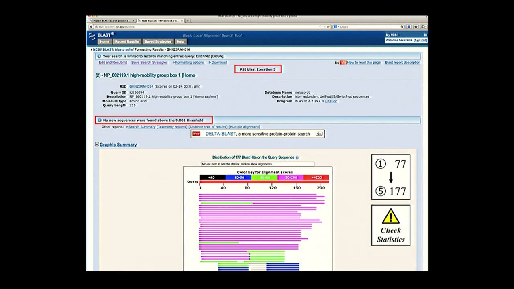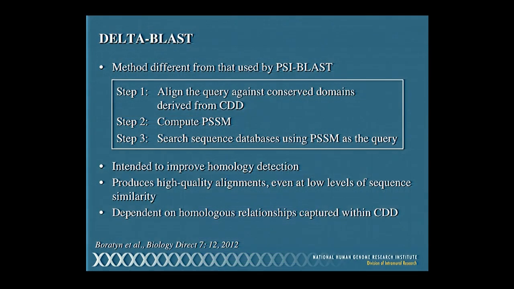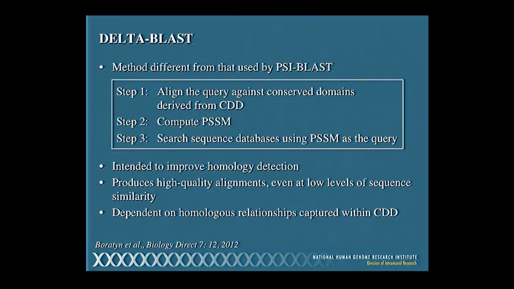There's a newer variant of this, another member of the BLAST family, called Delta BLAST. This method is slightly different from what's used by CyBLAST, but not grossly different, so it's pretty easy to understand. Instead of doing a BLAST-P search in the first round, sequence of interest against, in our example, SwissProt, it's going to take the sequence of interest and search it against all of the entries in CDD, the database that we talked about earlier, okay?